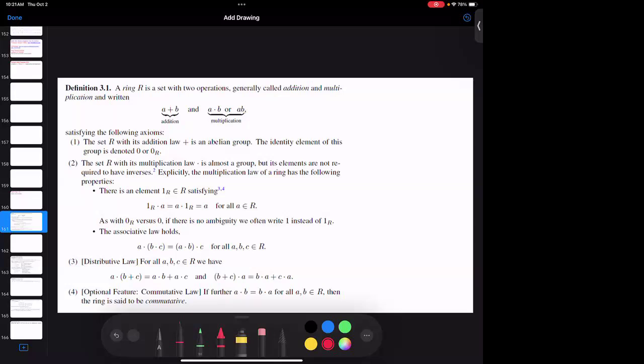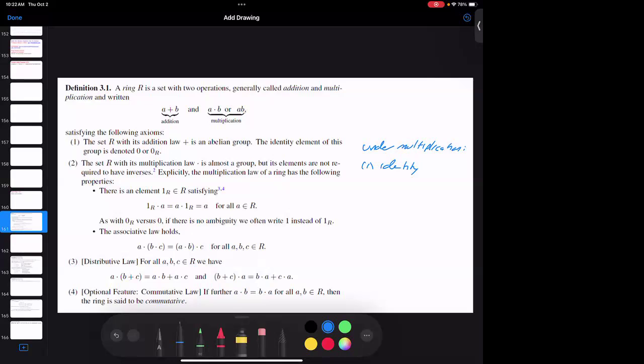All we're saying here is under the multiplication law, it's almost a group. Its elements are not required to have inverses. So what must be true if it's almost a group, and I'm saying its elements don't have to have inverses? What must still be true? Under multiplication, what must be true? Yes. There's an identity. So we have an identity. And that's listed below. What else? Some of it's listed on the board.